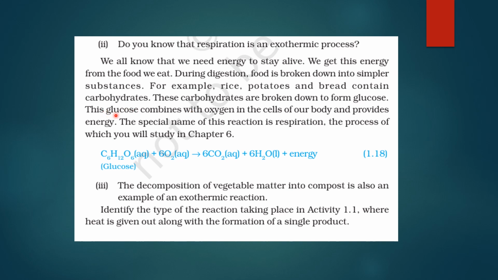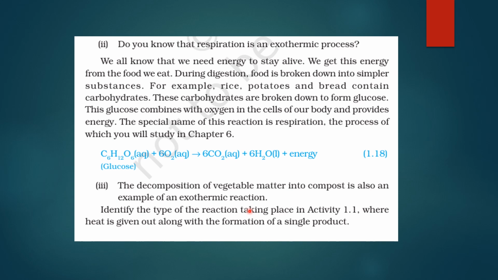Now this glucose will combine with oxygen in the cells of our body and it will provide us energy. This special reaction is called respiration. What happens in the process of respiration? This is the chemical formula for glucose, C6H12O6. This glucose in aqueous form reacts with oxygen and provides carbon dioxide, water and energy. This is the energy that we get from eating food. Then decomposition of vegetable matter into compost is also an exothermic reaction.